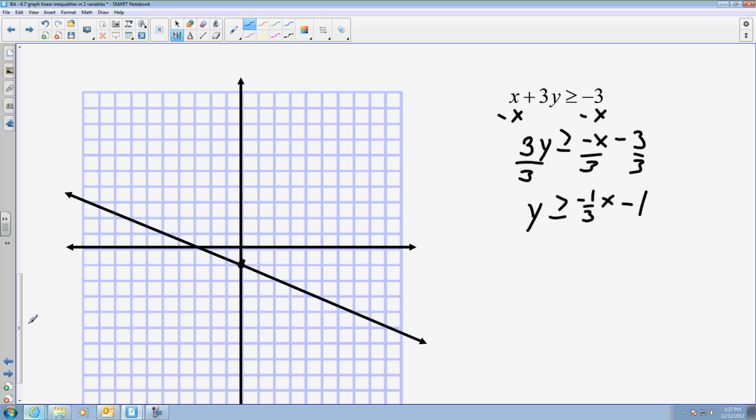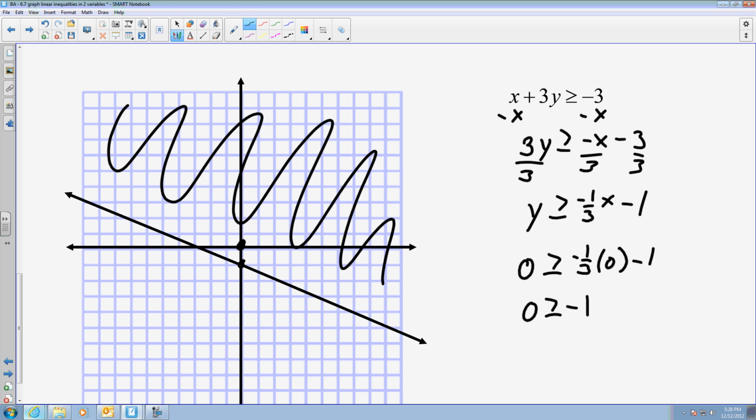Now we do step 2. Let's find our test point. I'm going to use (0, 0) again. If I plug in (0, 0) here, I get 0 is greater than or equal to -1/3 times 0 minus 1, and we get 0 is greater than or equal to -1. This holds true, so I'm going to shade this portion of our graph.